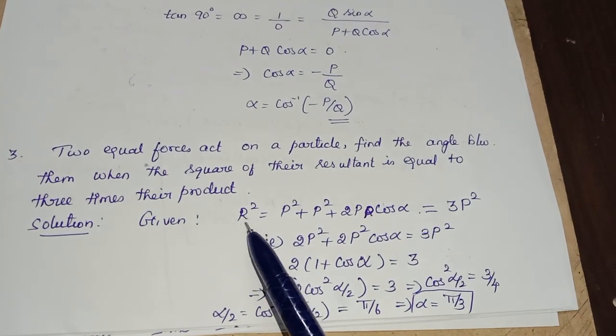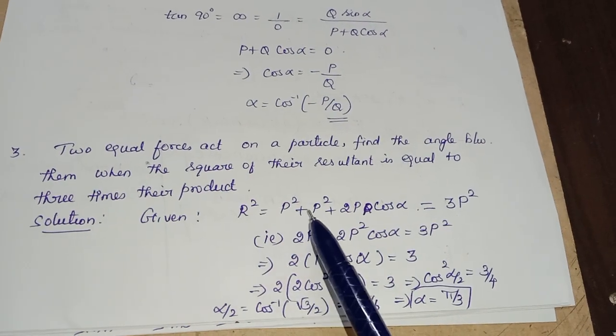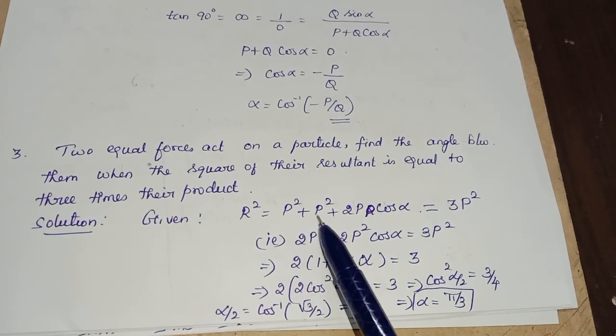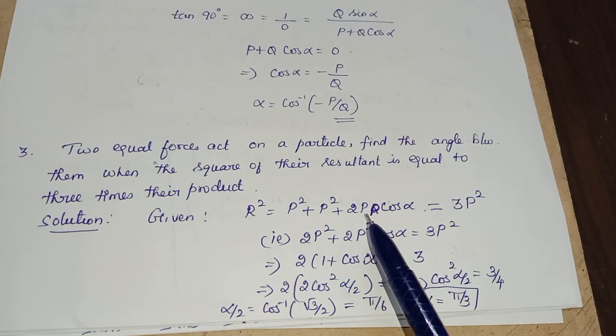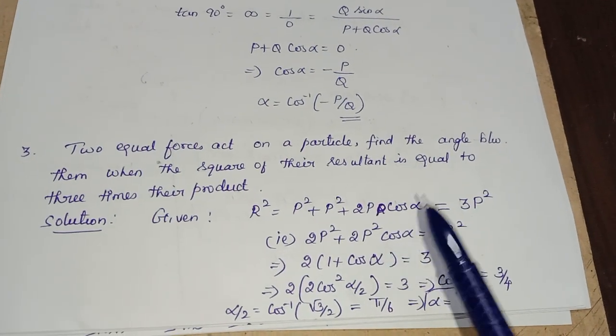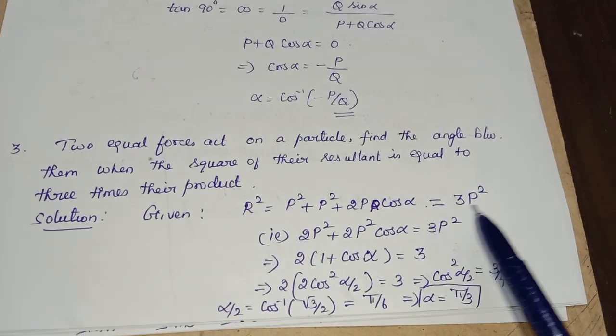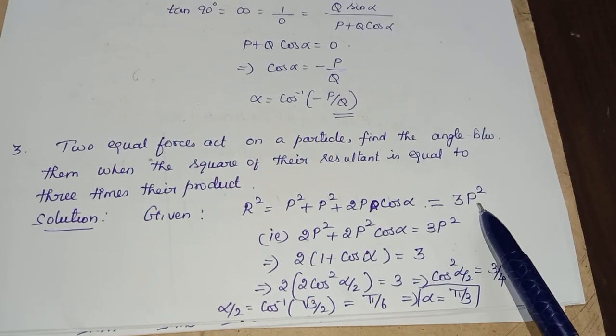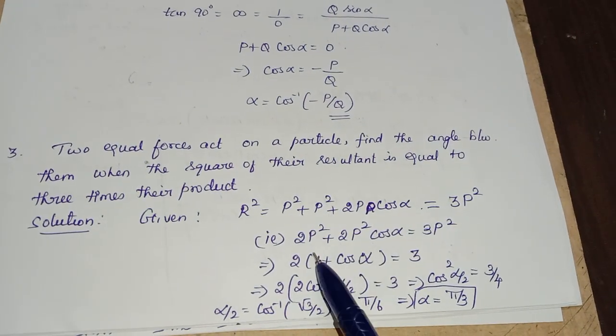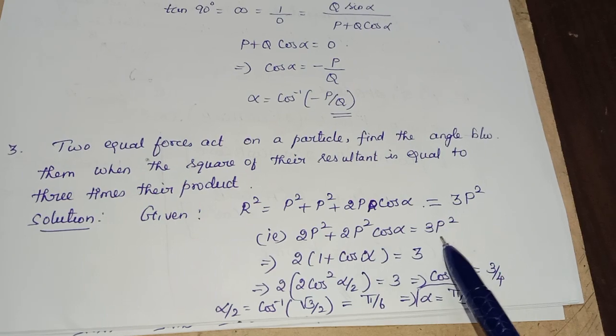First let me write what the value of R square is. R square equal to P square plus Q square plus 2PQ cos alpha. Here the forces are equal, no? So P square plus P square plus 2P square cos alpha. This is equal to 3P square, that is 3 times their product. So 2P square plus 2P square cos alpha equal to 3P square.